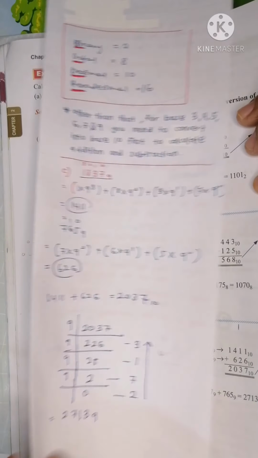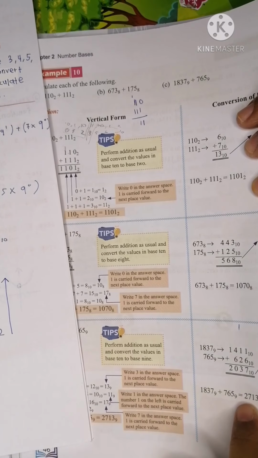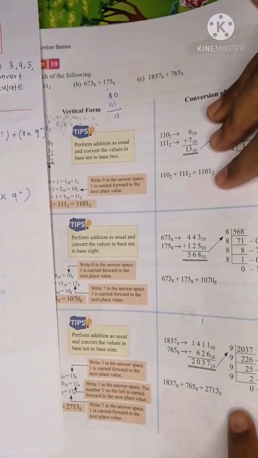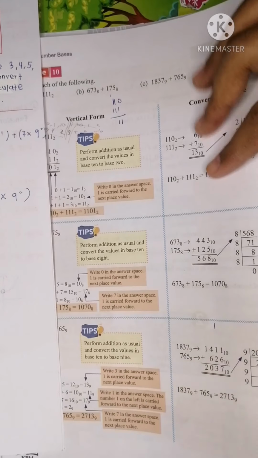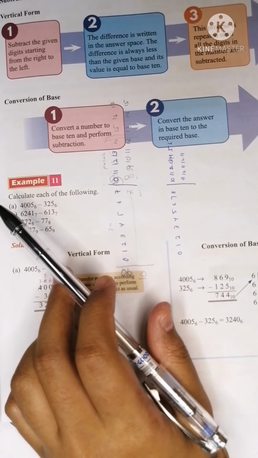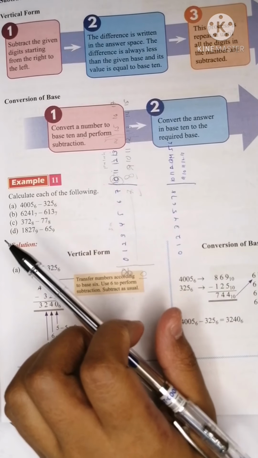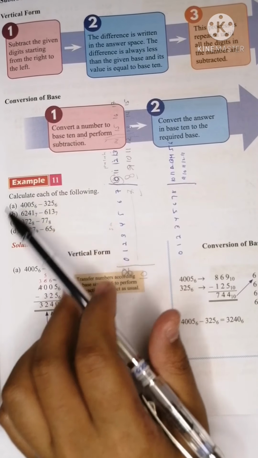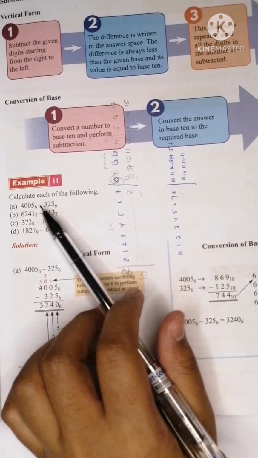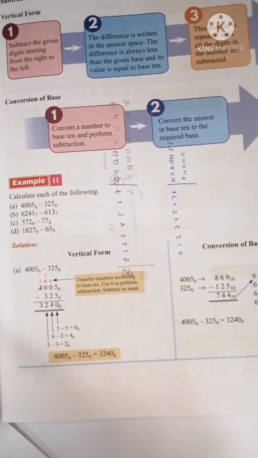Let's see, is your answer correct? 2713. So that's it. That is the answer. For subtraction, it is also the same thing. The difference is just the operation. So you will do the same as what you do in addition. Okay, that's it.